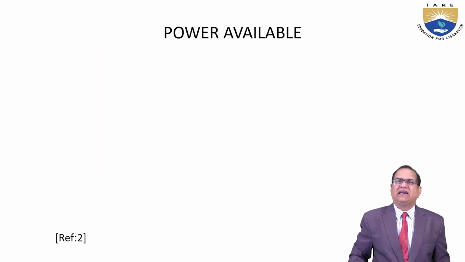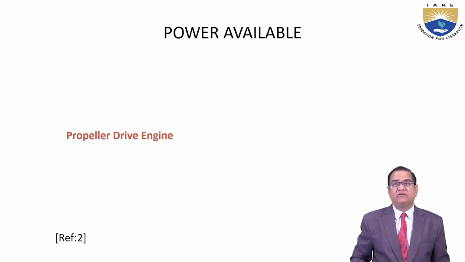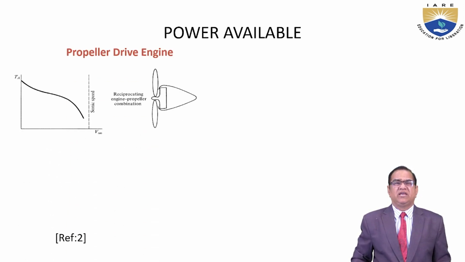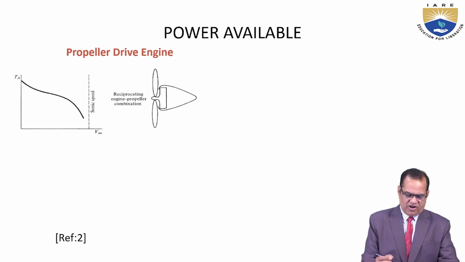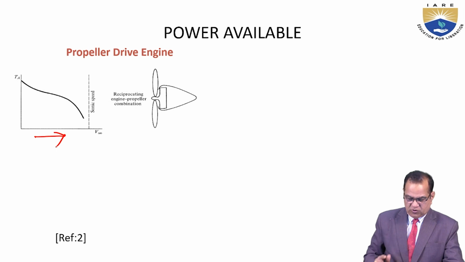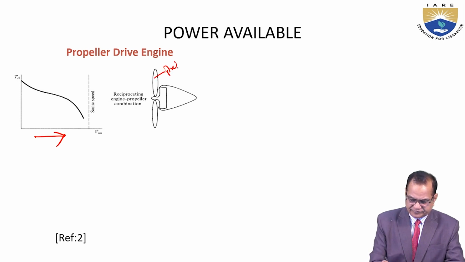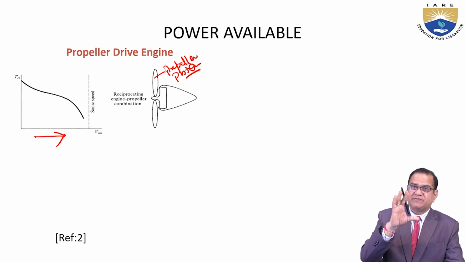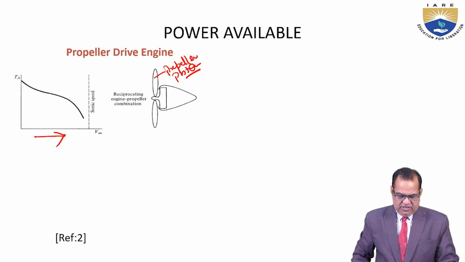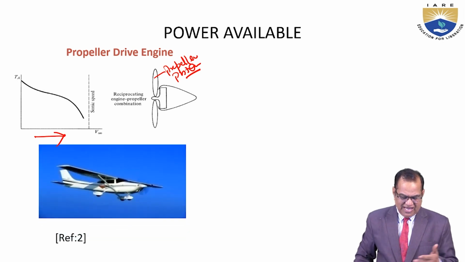Now I will talk about the power available. For the propeller driven engine, if you see here, the power available is falling as the speed is increasing. This is the propeller and piston engine, as per the velocity and as per the altitude also. The efficiency is decreasing, like in a Cessna aircraft.